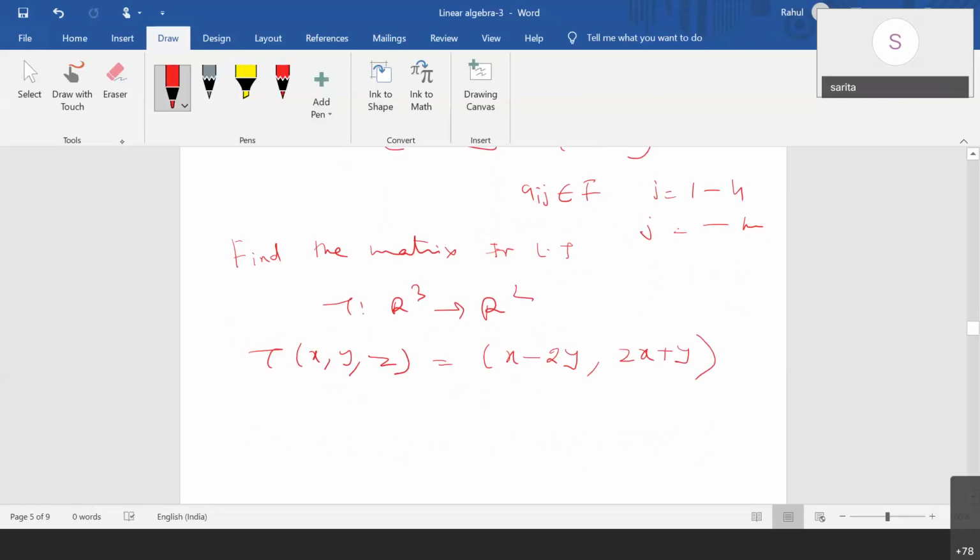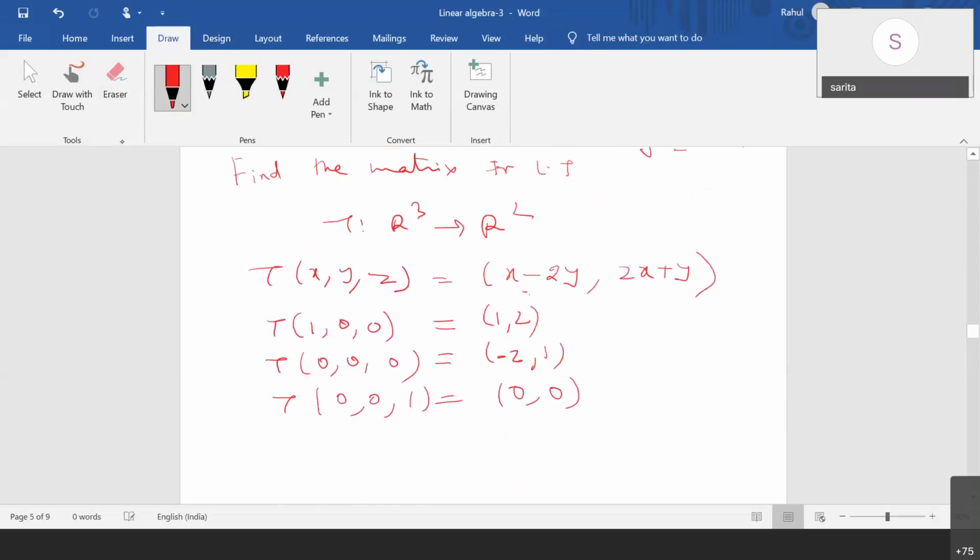Now how will you write? If I am using standard linear basis functions, then I know that T(1,0,0), T(0,1,0) and T(0,0,1) can be written as, from here, if I put x, y, z as 1, 0, 0, then this becomes 1, 2, minus 2, 1, and 0, 0. So this reduces to a matrix form: 1, 2, minus 2, 1, 0, 0. This will go as 1, 2, minus 2, 1.